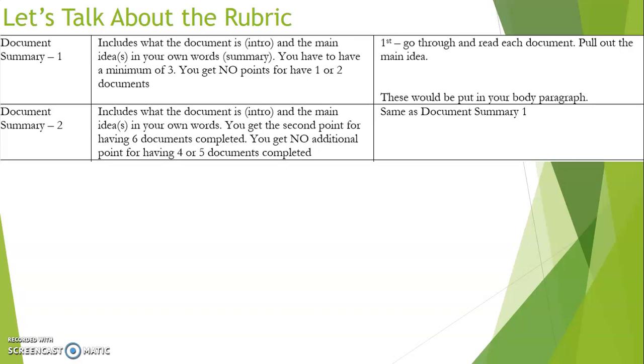When you get the paper, the first thing you're going to want to do is go through all the documents and do a little bit of brainstorming so you have a good idea or a good outline of how to write this paper before actually writing it. It makes the paper much easier.